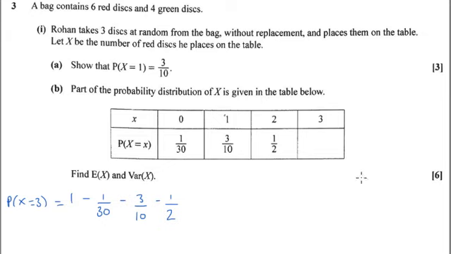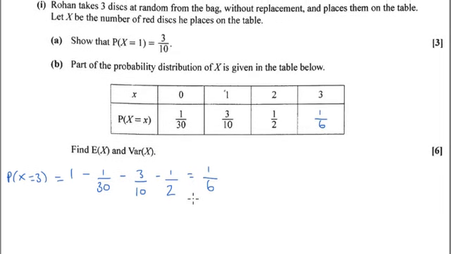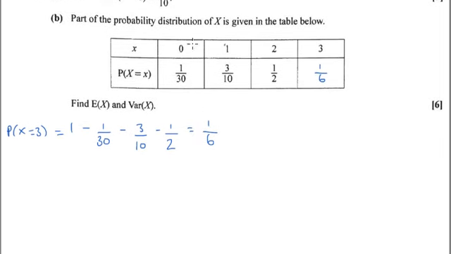So that's a sixth. So we can put a sixth into here. And then, now that we've got the full probability distribution, we can go ahead and work out E of X and the variance of X. E of X, you should remember how to work that out. That is the sum of the XPs. So multiplying these together and adding the results.